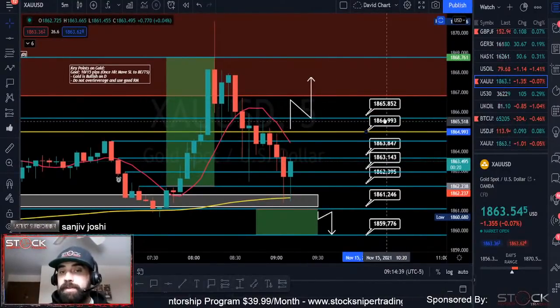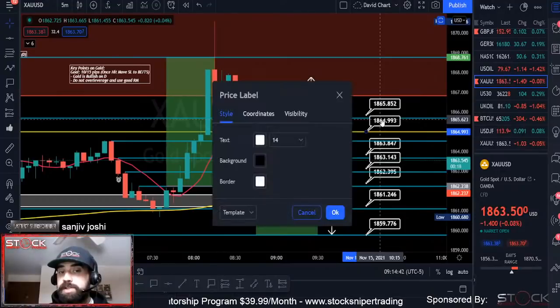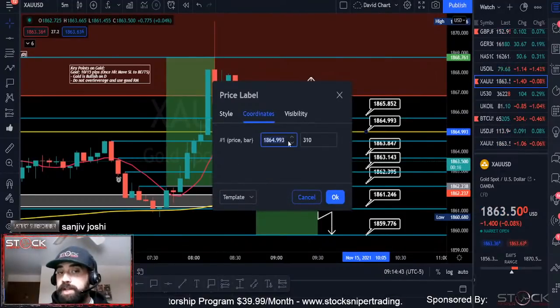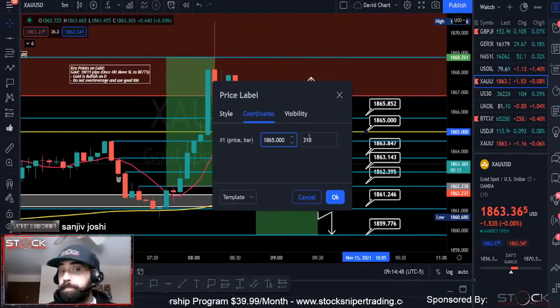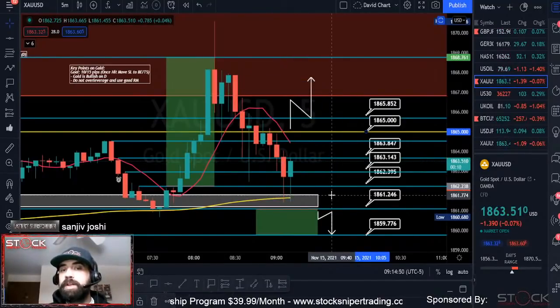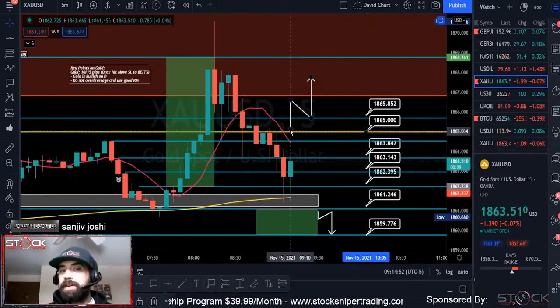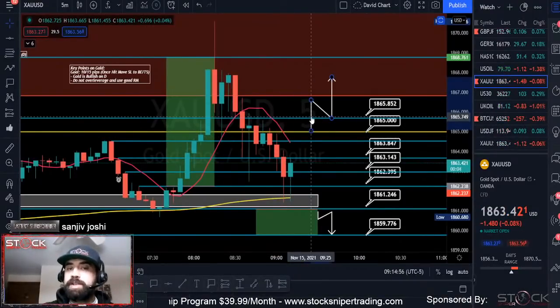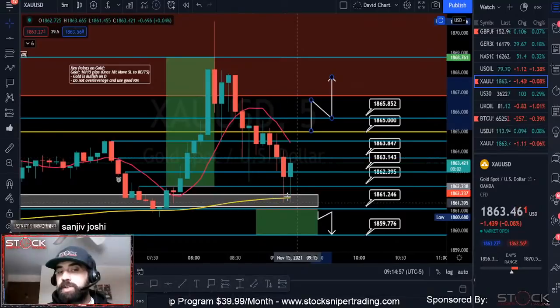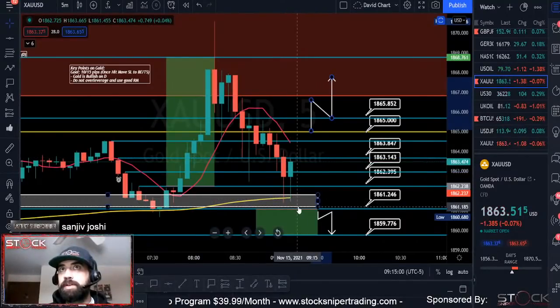You can add Fibonacci's if you want. You can add a lot of different things, guys. But memorizing, watching price is very important as well. It's probably the most important part. All right, so we have 1865. That's the area where I'm looking for anything continuing. If not, it's going to hold below that 9 and then start to break that 200 and continue bearish.